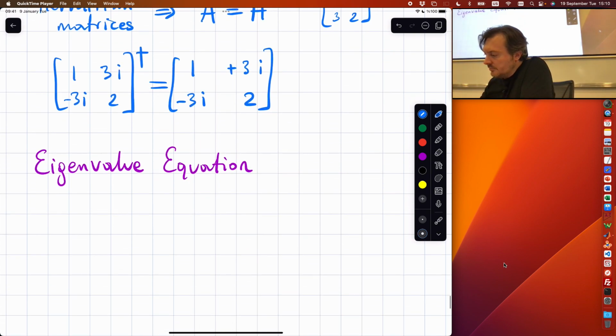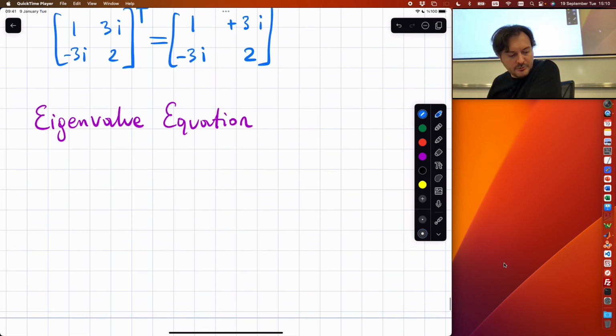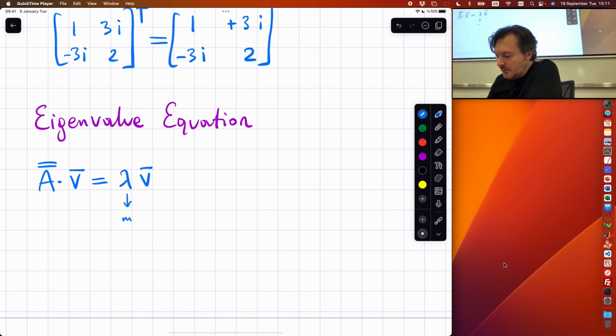So, eigenvalue equation. How does the eigenvalue equation look like? It looks like this. There is a matrix times a vector equals a number times the same vector. These are the same vectors. This is a number. This is the same vector. And this is the matrix. Okay?